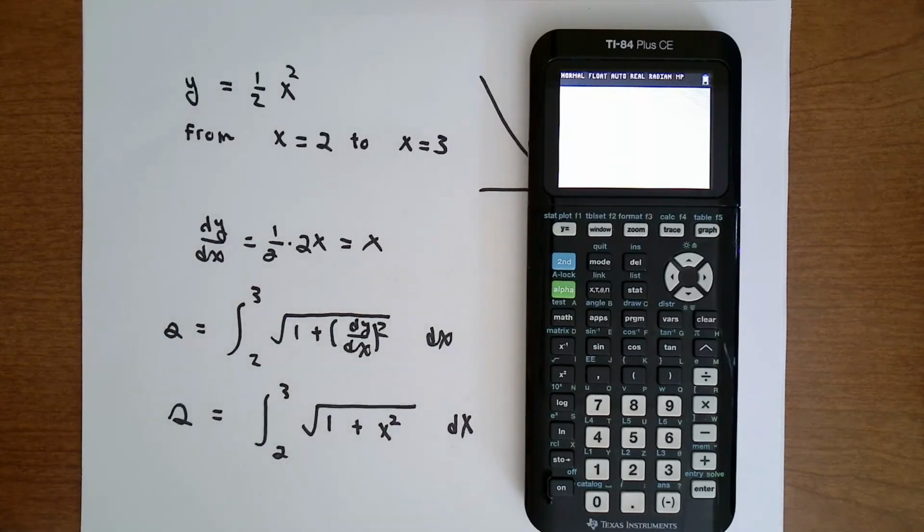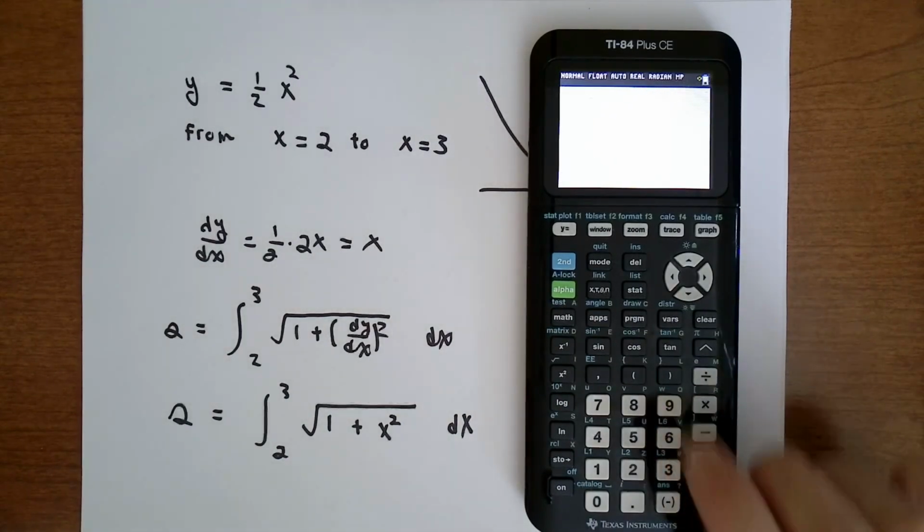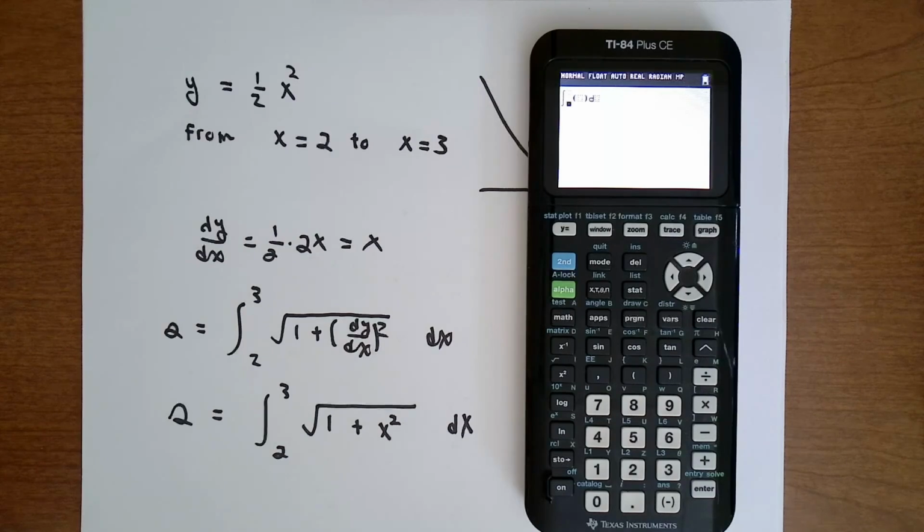Let's do the integral again. Math, choice number 9, except this time it looks like the way you would write it by hand. The blinking cursor is on the lower limit of integration, which is 2. So I'll type a 2. I'll go upwards by pressing the up key.